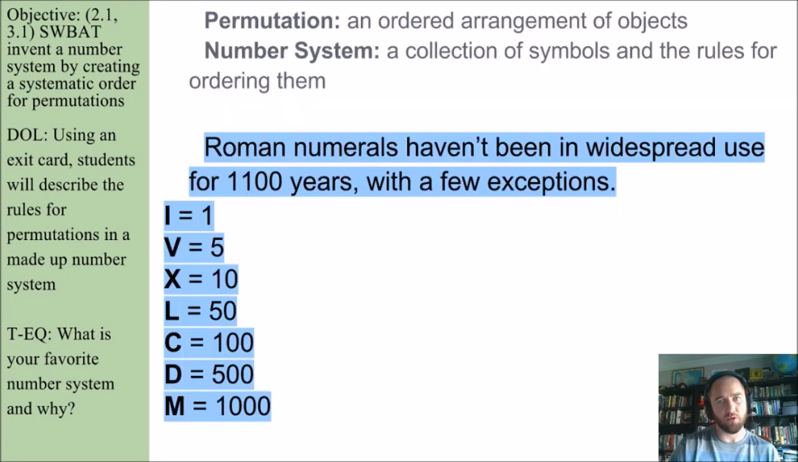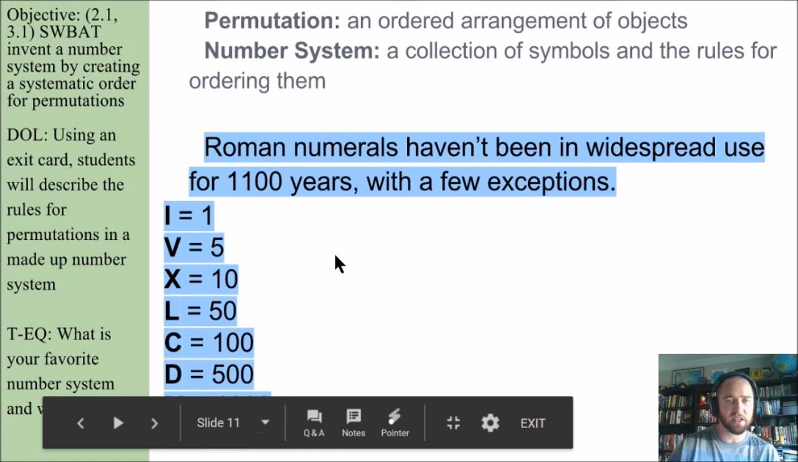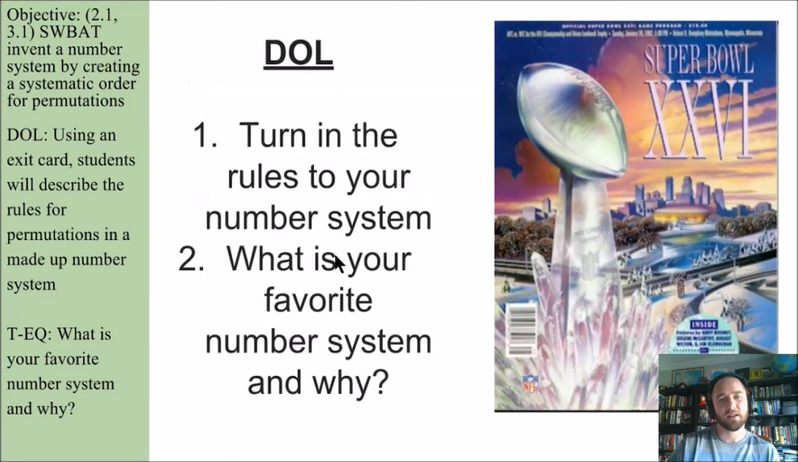Permutation, again, is an ordered arrangement of objects or symbols. A number system is a collection of symbols and the rules for ordering them. In case you didn't know what the Roman numerals stood for, there you go. So now you could decipher any Super Bowl you see. And that's it. A short class today, mostly focusing on permutations and creating them. I want you to turn in the rules to your number system and then answer: what is your favorite number system and why?